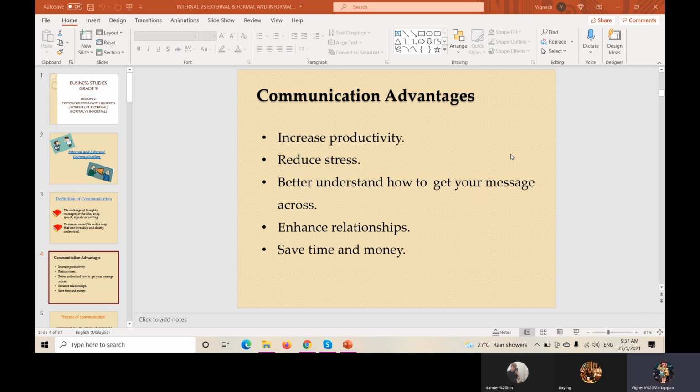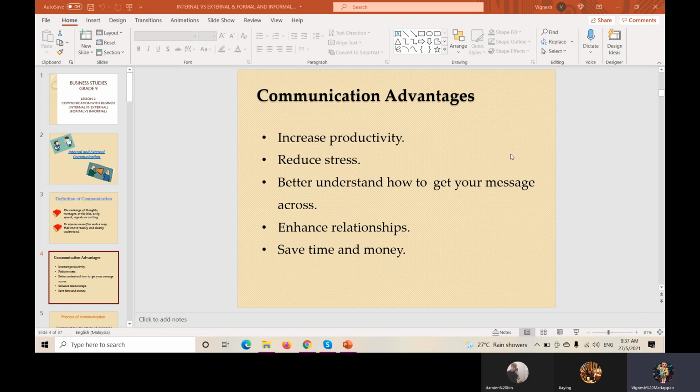So it will reduce stress. Let's say if you have a problem, or a thought or any message you want to pass, and you exchange your thoughts, it will reduce your stress, correct? And then you better understand how to get your message across. If you are communicating with others, make sure that the message will pass, and the person who receives your message will understand better.